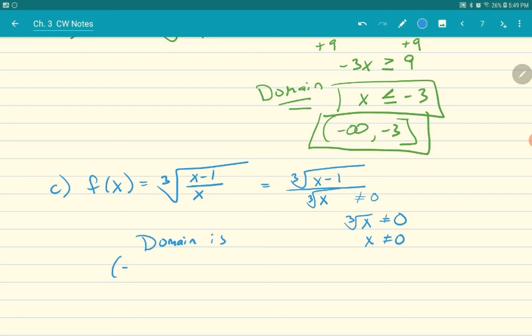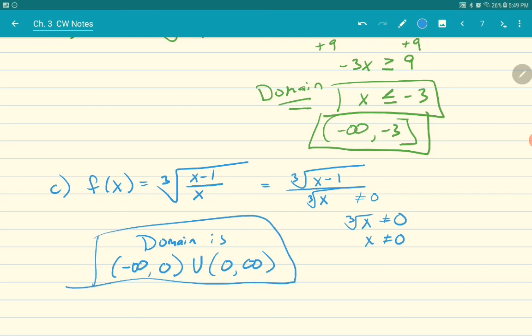In interval notation, that's negative infinity to 0, not including 0, and then 0 to infinity. This is interval notation, which your book uses a lot. This is also a common way to write it, both those ways, to state that domain.